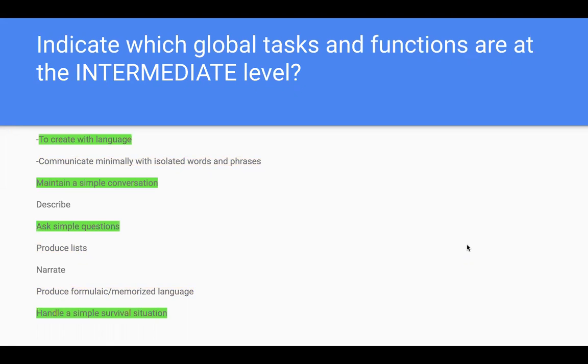Intermediate level can create with language, a major marker for the intermediate, right? They can maintain a simple conversation. They can ask and answer simple questions, right? And they can handle a simple survival situation, such as going to the supermarket and asking enough questions and answering questions to be able to get what they need.